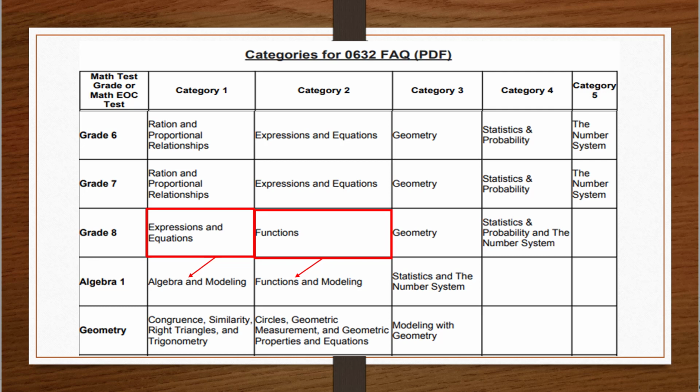For students taking the FSA EOC, if a student has exhibited weaknesses in grade 8 FSA in the expressions and equations and functions categories, and the weaknesses are not addressed, by the time the student takes the Algebra 1 EOC, the student will have the same deficits on the Algebra 1 EOC in the areas of algebra and modeling and functions and modeling, because the student needs skills from the previous year in order to be successful with the new knowledge for the current year.